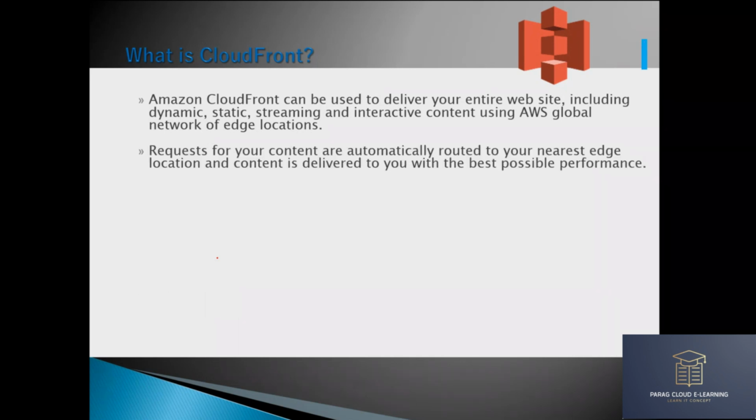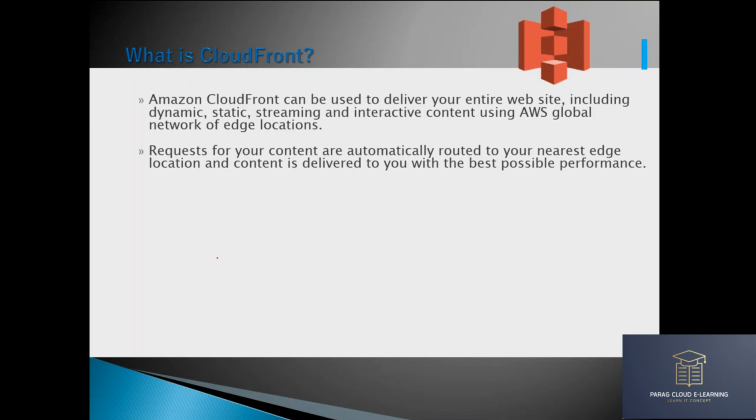Now, requests for your content are automatically routed to your nearest edge location. So if you are accessing the website, the request will automatically route to the edge location and the content is delivered to you with the best possible performance. We don't have to do anything. We don't have to change the routing. We just have to enable CloudFront, and all the networking part, all the routing part, is handled by Amazon themselves.